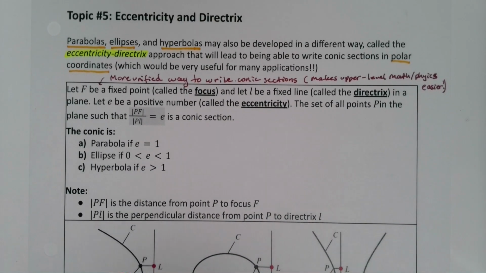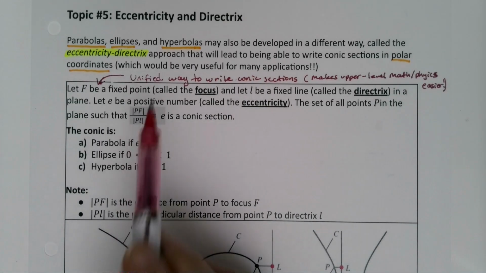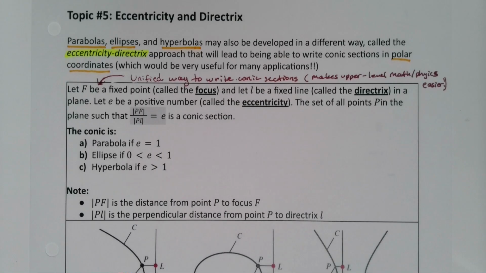By switching to this approach for writing conic sections rather than the Cartesian approach, which is what we've done up to this point with the x's and the y's, it allows us to have a unified way to write all of this. And that will make things easier for us in those later applications courses where lots of physics and orbital mechanics are involved. All right, so how does this work?